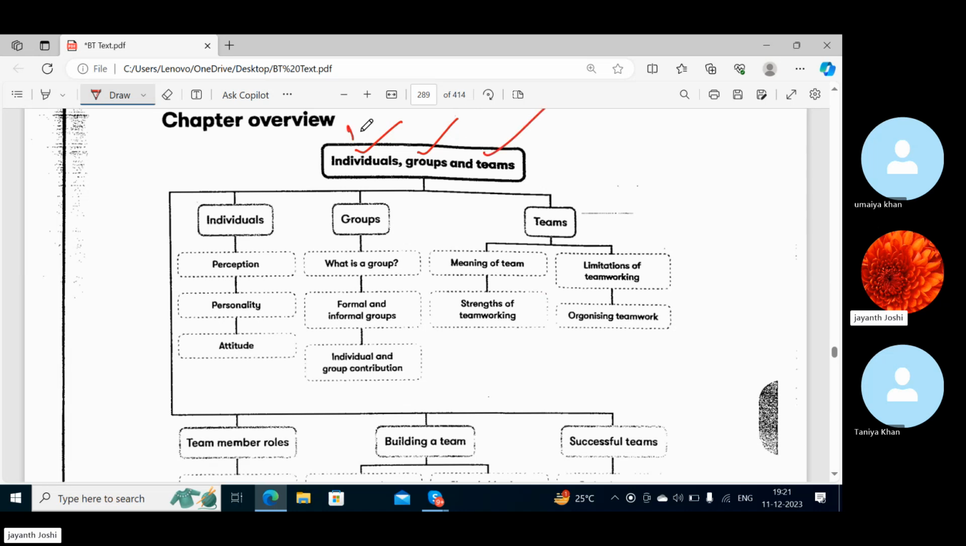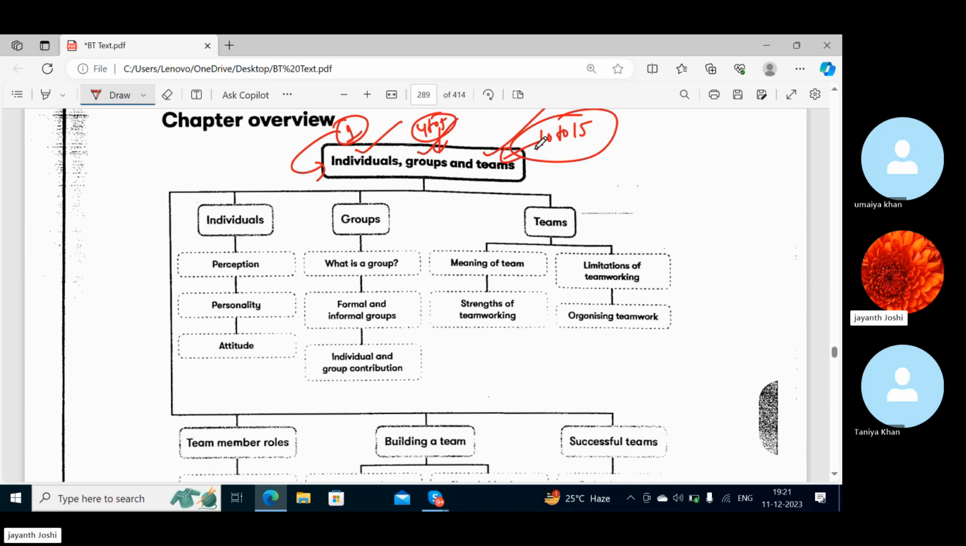That means if I say only one single person is an individual, a group of people, we say 4 to 5 individuals form a group, and 10 to 15 members, if you have, you have a team. So why the need for groups and teams has arisen? Because there is a limitation with an individual. An individual cannot perform all the tasks at one given time. And if we overburden an individual with so many tasks, there's a tendency that he or she may commit mistakes and blunders.